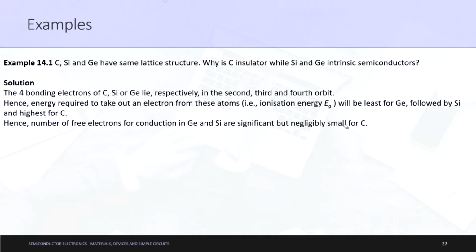As we go further, the amount of attraction from the proton towards the electron keeps on decreasing as we go away from the center part, right. For carbon it is very less, then for silicon it is much higher, and then for germanium it is much higher. Hence, the amount of energy required to take out an electron from germanium is very much less, followed by silicon and highest for carbon. Hence, the number of free electrons for conduction in silicon and germanium are significant but negligibly small for carbon.